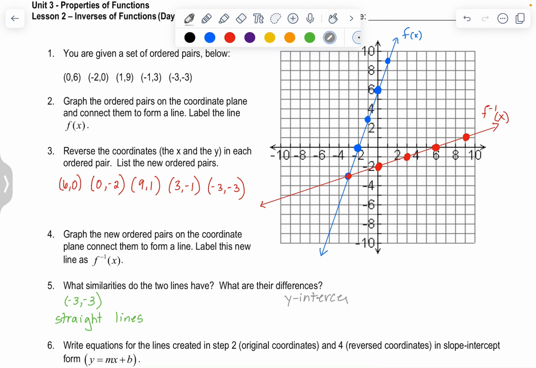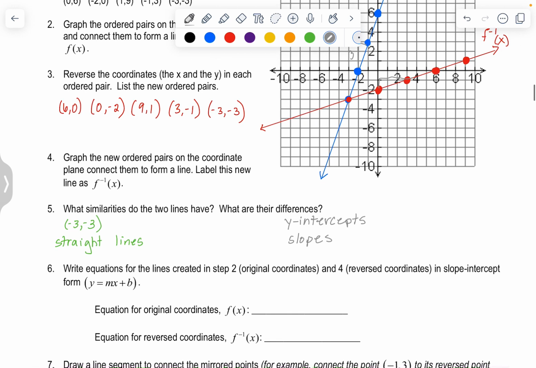They have different slopes. That blue slope, if you do the rise and the run, rises 3 and runs 1. And then the red one rises 1 and runs 3. Well, that's something that could be of note, I guess. So I do have some straight lines that share one common point. They both have positive slopes, even though one of them is steeper than the other one. Those are some key differences.